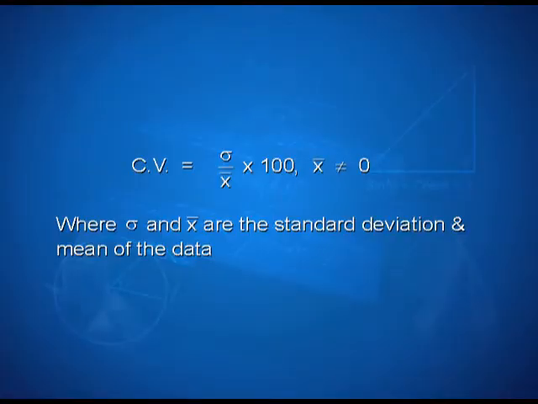The measure of variability which is independent of units is called the coefficient of variation, denoted as CV. The coefficient of variation is defined as CV is equal to sigma upon x bar into 100, where x bar is not equal to 0, and sigma and x bar are the standard deviation and mean of the data.